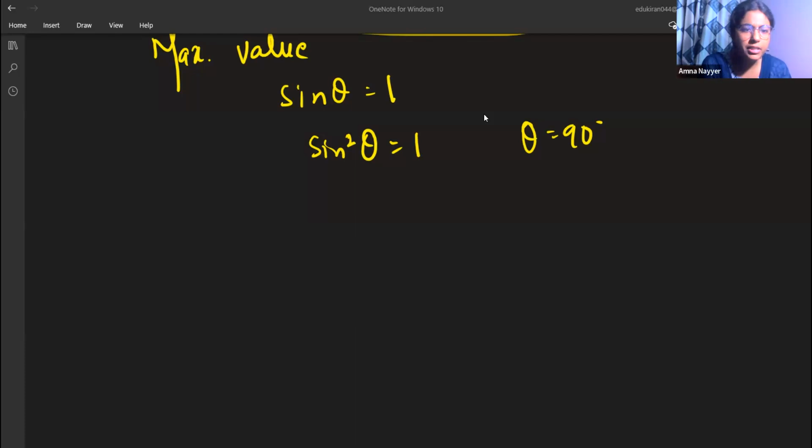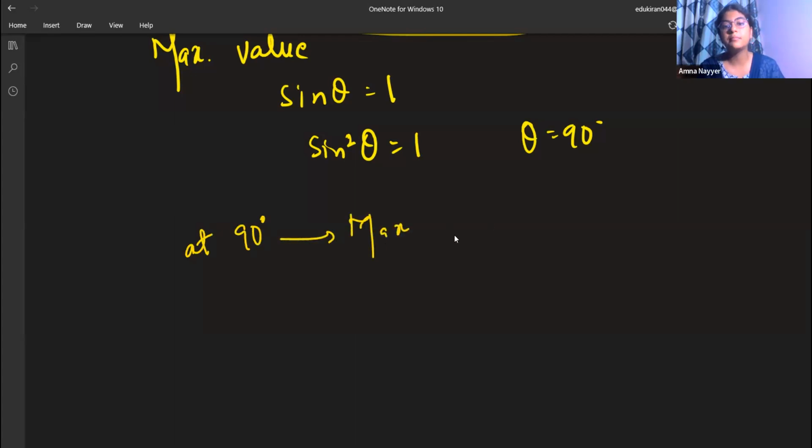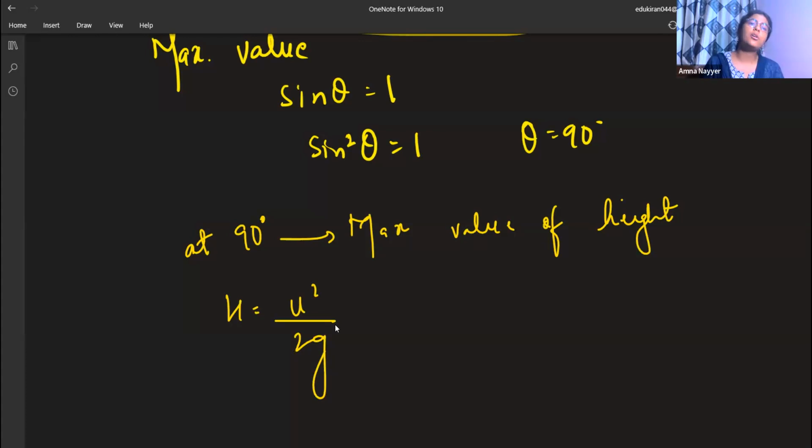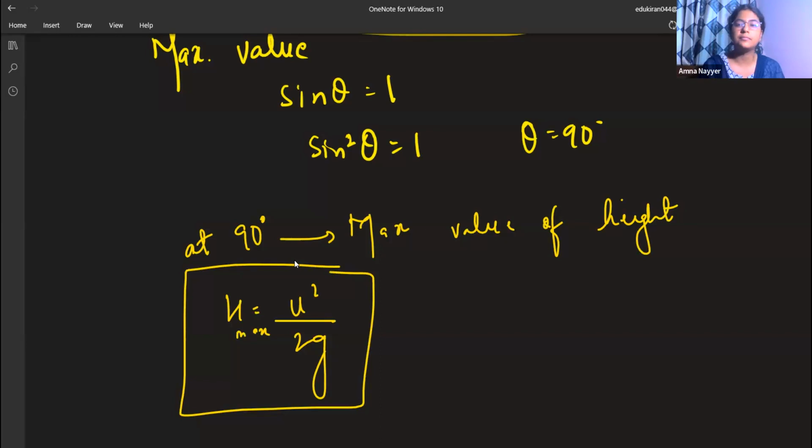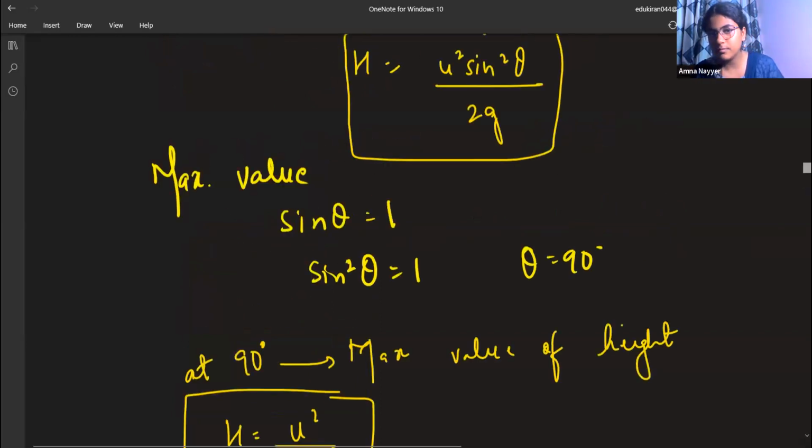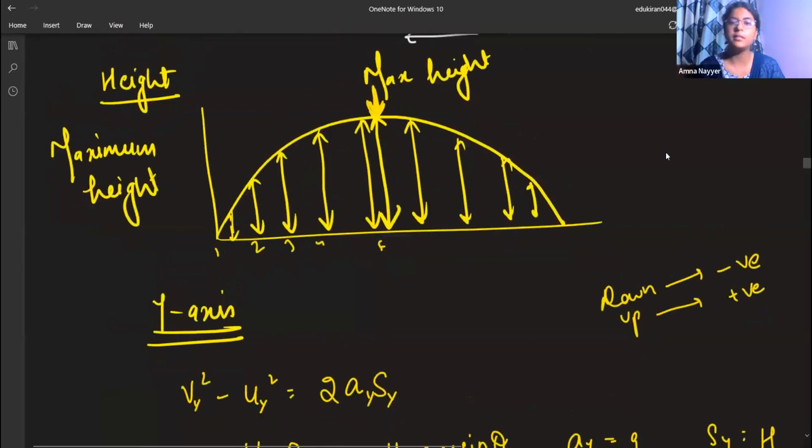Similarly, in the previous class we had seen that the maximum value of sine theta can be 1, and that is possible only with 90 degrees. So at 90 degrees you get the maximum value of height. So this becomes h is equal to u square divided by 2g, because that entire term becomes 0. So this is the value of maximum height. Now you can note it down from here.